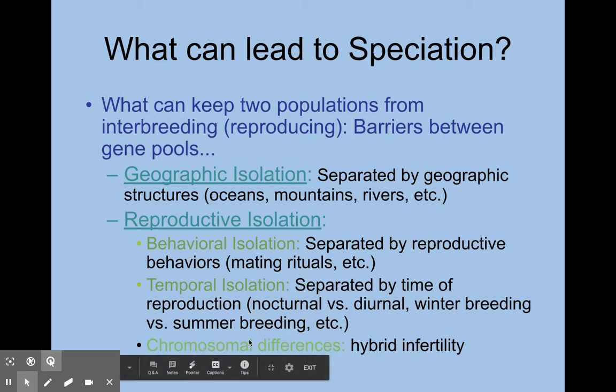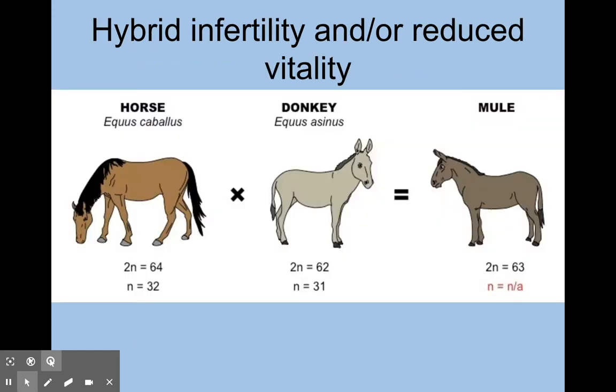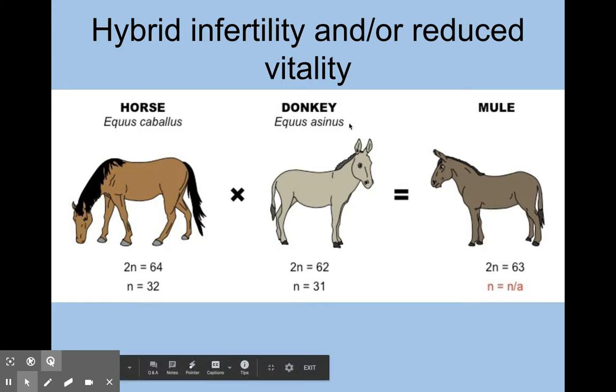There's also such a thing as chromosomal differences, where some species have more chromosomes than another, or less than another. So when they actually mate, the animal that is created from that mating becomes infertile because they don't have the same amount of chromosomes. So an example here is a mule. So you may have heard of a mule at some point in your life. A mule is a cross between a horse and a donkey. So here you can see a horse has 32 chromosomes and a donkey has 31.